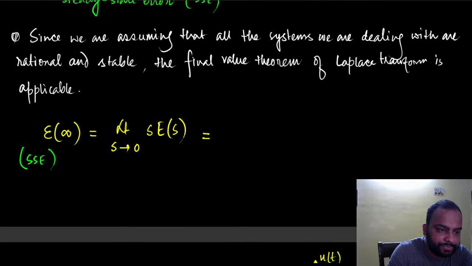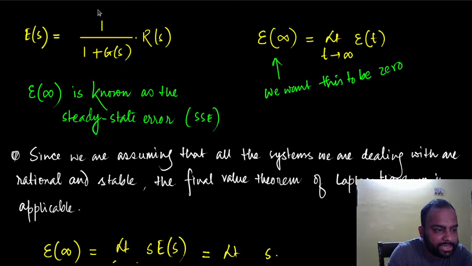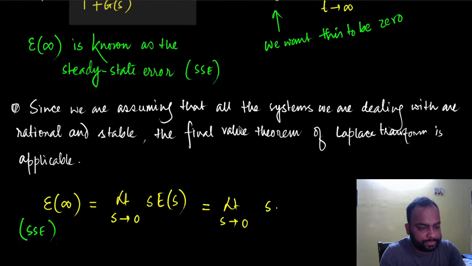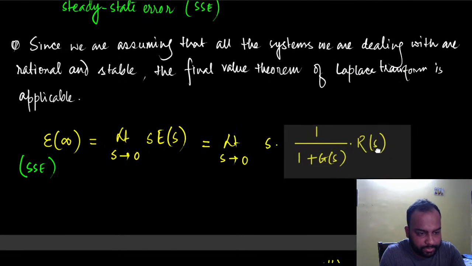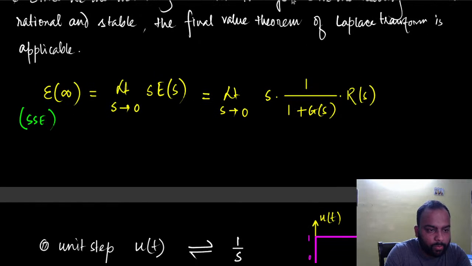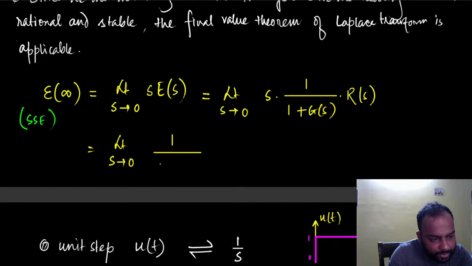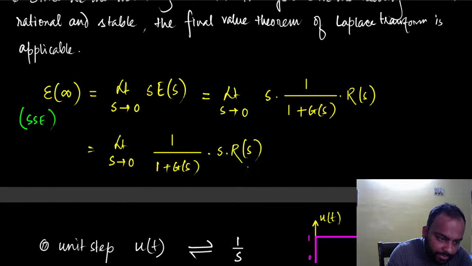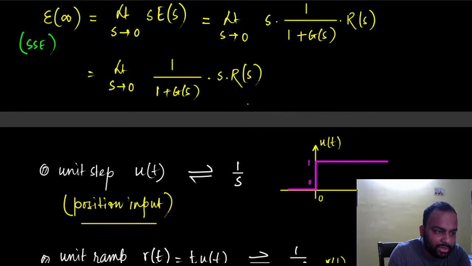So now this is the limit as s tends to 0 of s times E(s). Now what is E(s)? E(s) is this. Let's bring it here. There is no problem with this, I think, right? And let me do a small rearrangement here. So I would write this as the limit as s tends to 0 of 1 by (1 plus G(s)) times s times R(s). Okay, so let's just keep that in mind. That's the steady state error.